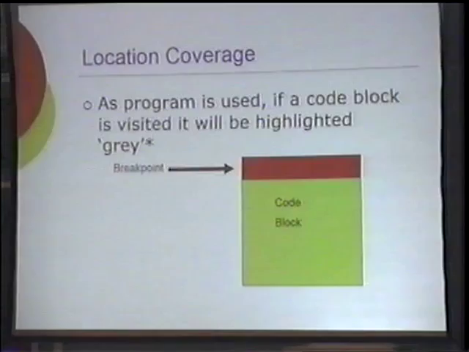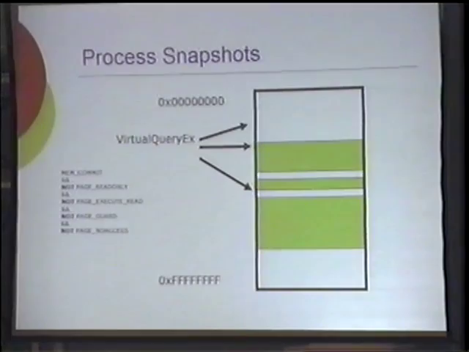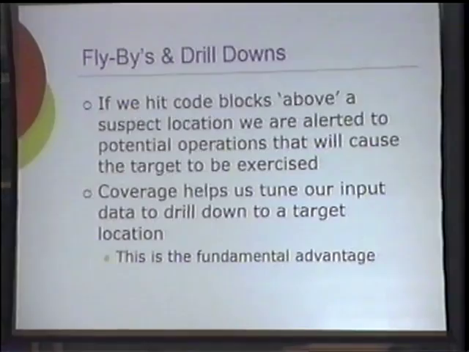And then this is what I was just describing, the process snapshots. We actually read using VirtualQueryEx, and there's a variety of flags that have to be set, and you'll see them listed on the side there. We go through the whole process space from zero to top, and we grab anything we can and save it off. So moving on, flybys and drill downs, that's what we're going to get when we start using this technology.